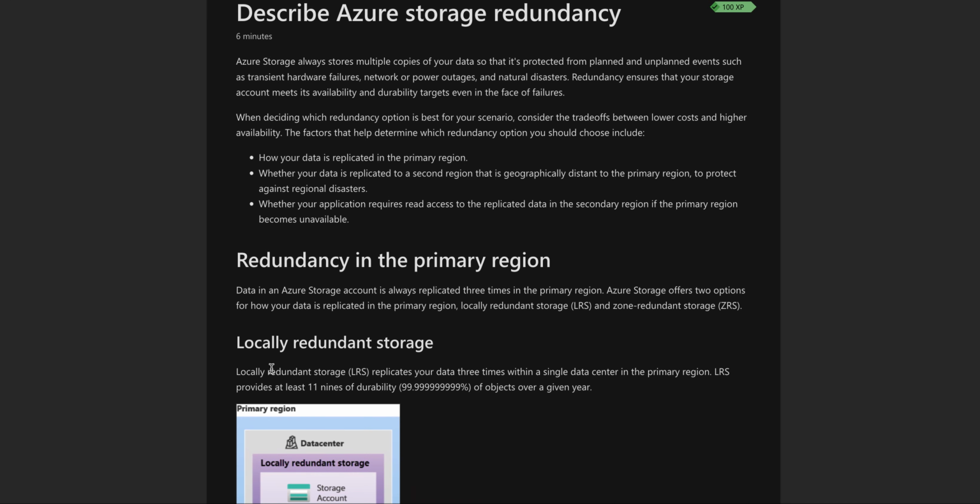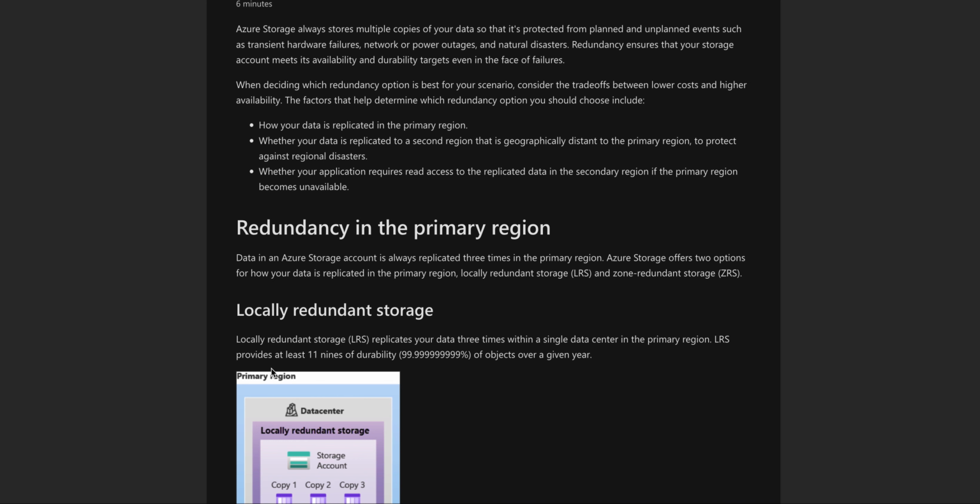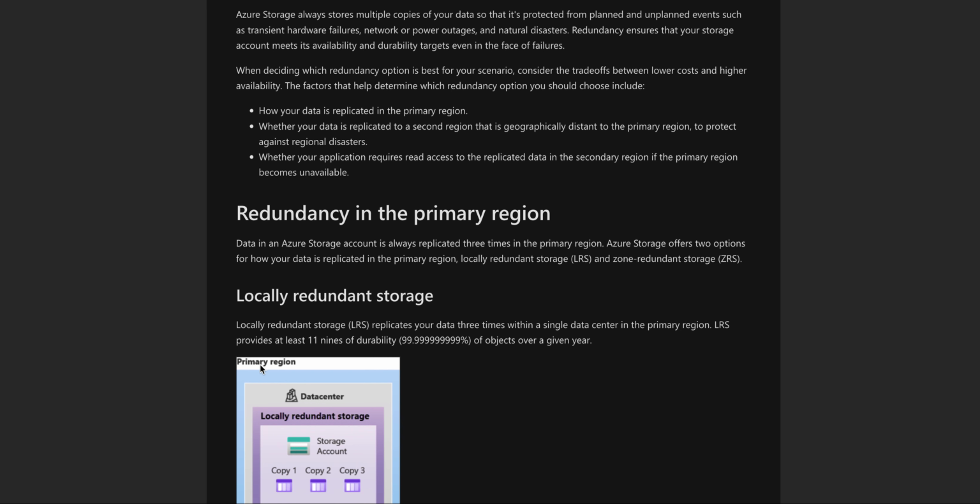So it's basically the fact that Azure storage stores multiple copies of your data, right? To protect it from planned and unplanned events such as hardware failures, network, or power outages, right?